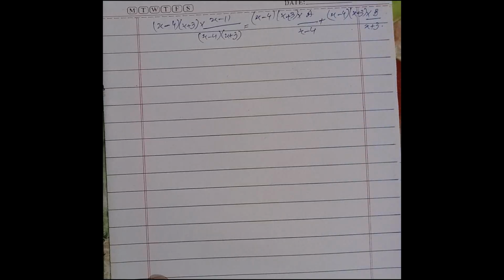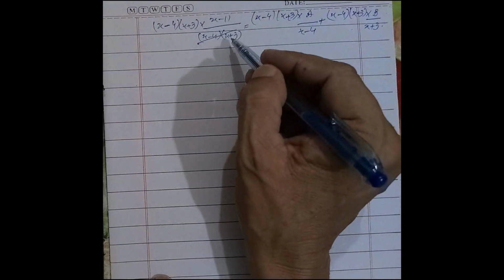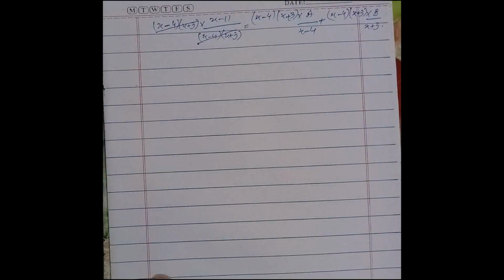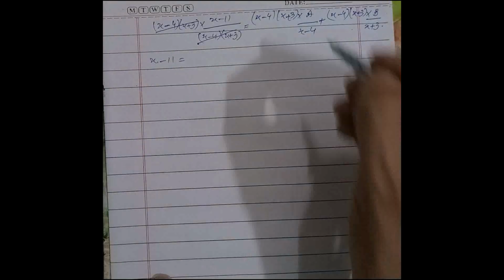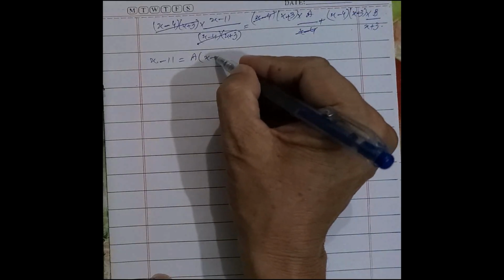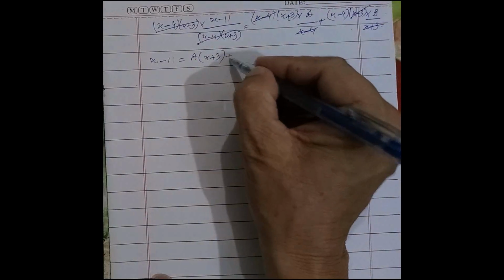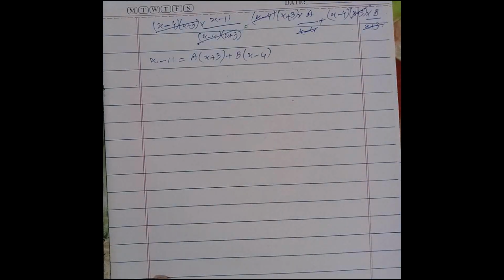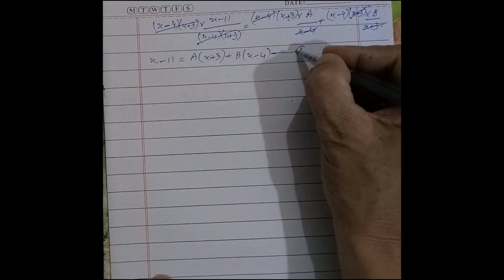Now we simplify these values. These two values x minus 4 and x plus 3 cancel with x minus 4 and x plus 3. We get x minus 11 is equal to, x minus 4 cancels x minus 4, we get a into x plus 3, and x plus 3 cancels with x plus 3, we get b into x minus 4. And this is the equation, and we write it as equation 1.